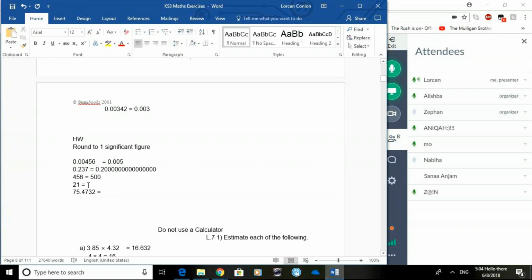So, Zian, why don't you try this one? So 21 to one significant figure. It's 20. Perfect. And Sana, 75.4732. One significant figure is... Is it 70? It is not 70. We're cutting off between the 7 and the 5. So because it's a 5, what effect does the 5 have on the 7? It rounds up to 80. 80, exactly. Okay? There were the examples we were doing for homework.